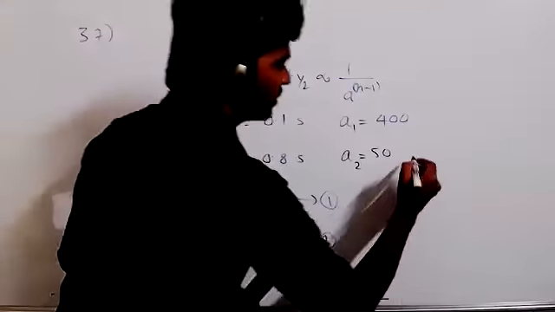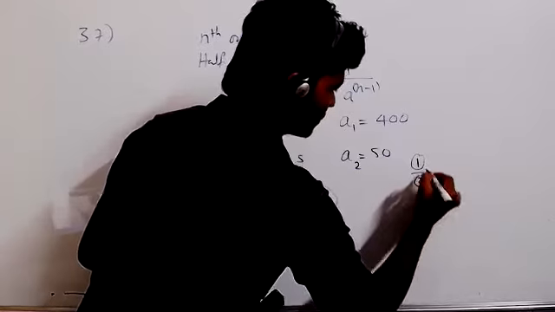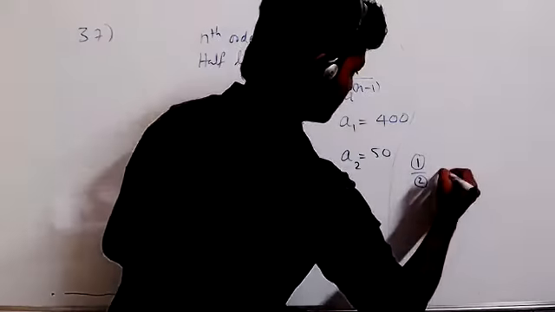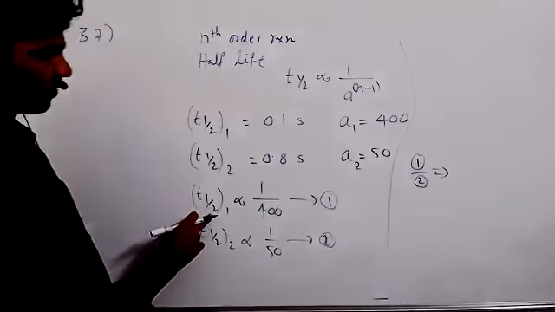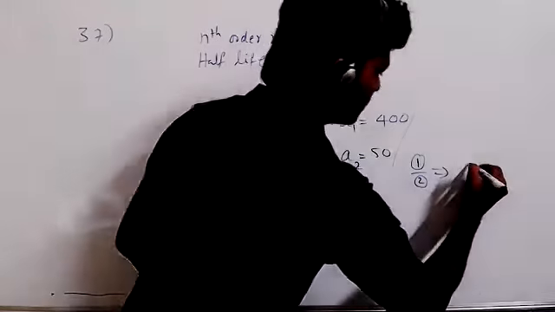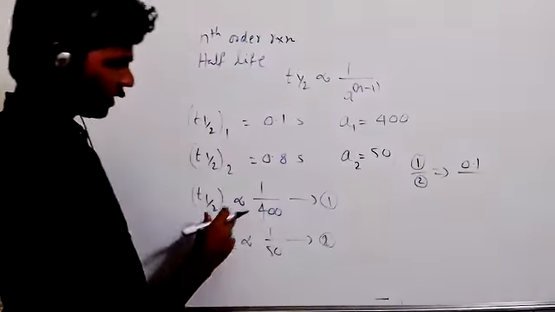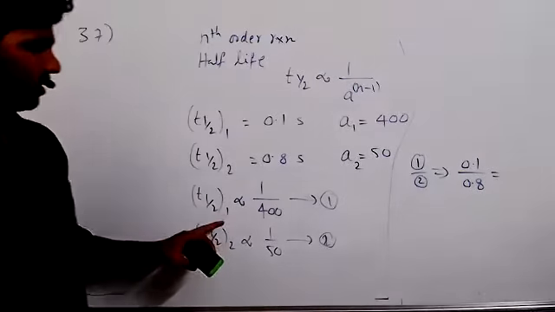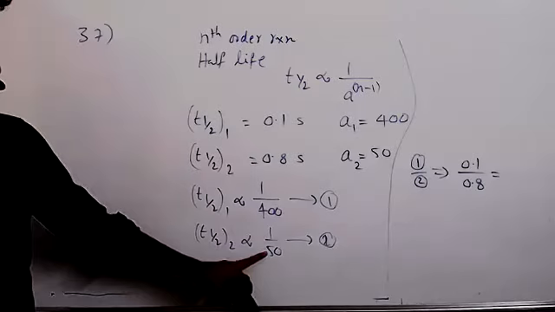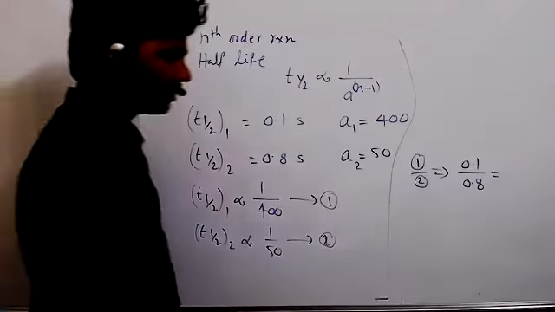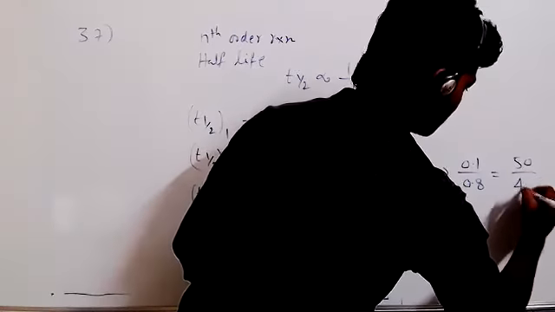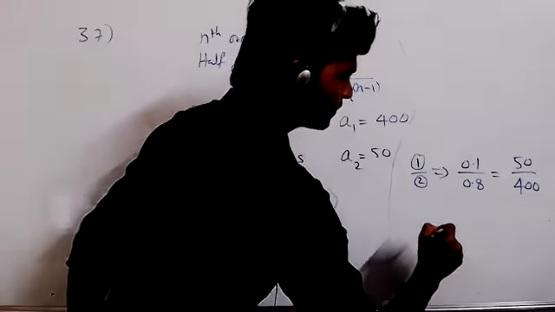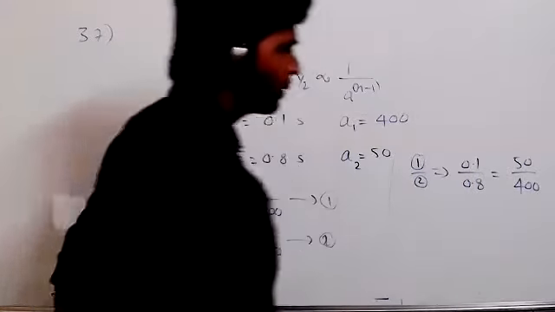See, equation 1 by equation 2. T half of 1 is 0.1, divided by 0.8, equal to this is 1 by 400, this is 1 by 50. It will become reverse, no? 50 by 400 we can get. Okay, this is 1 by 8. We're getting the same 1 by 8, 1 by 8.